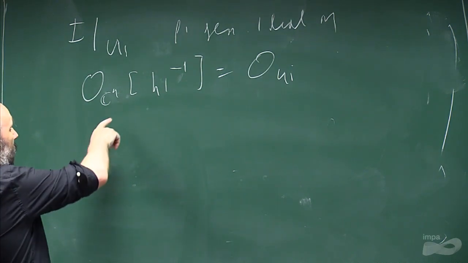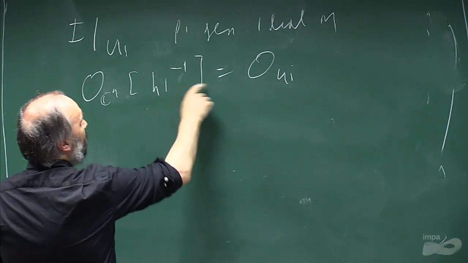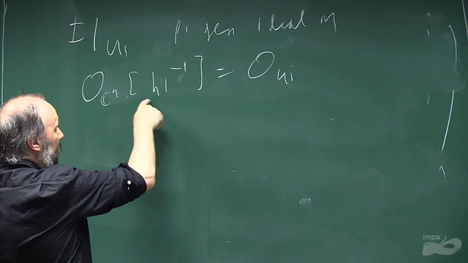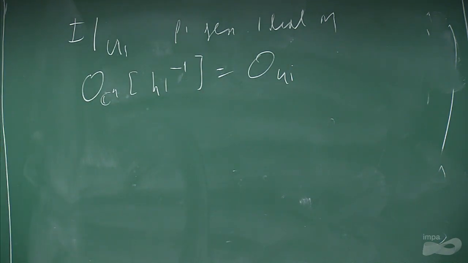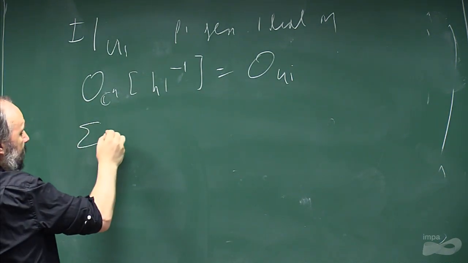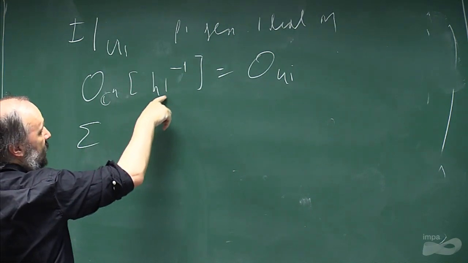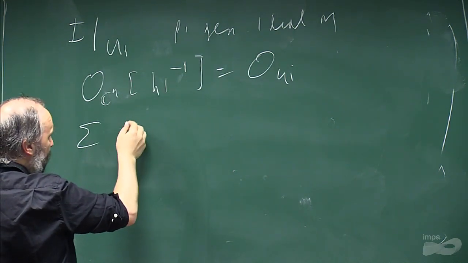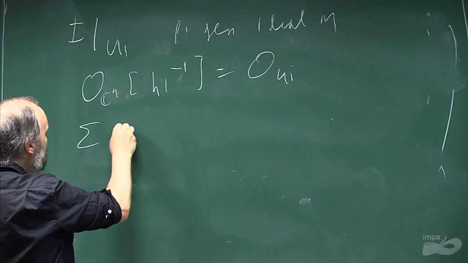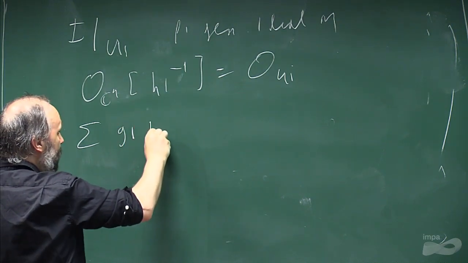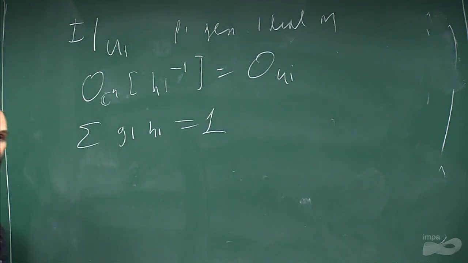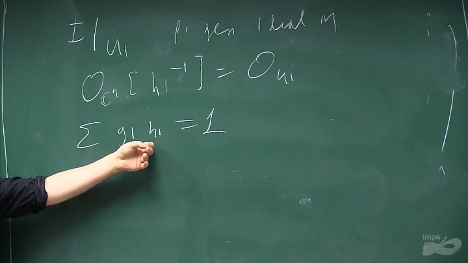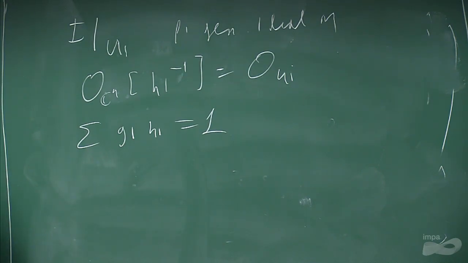It's not hard. So what you have here is a cover, and since the zeros of these h_i don't intersect, you have a sum of the following form. This is something we already have. Sum g_i h_i is equal to 1. Because the ideal generated by h_i doesn't have common zeros. These divisors don't intersect.